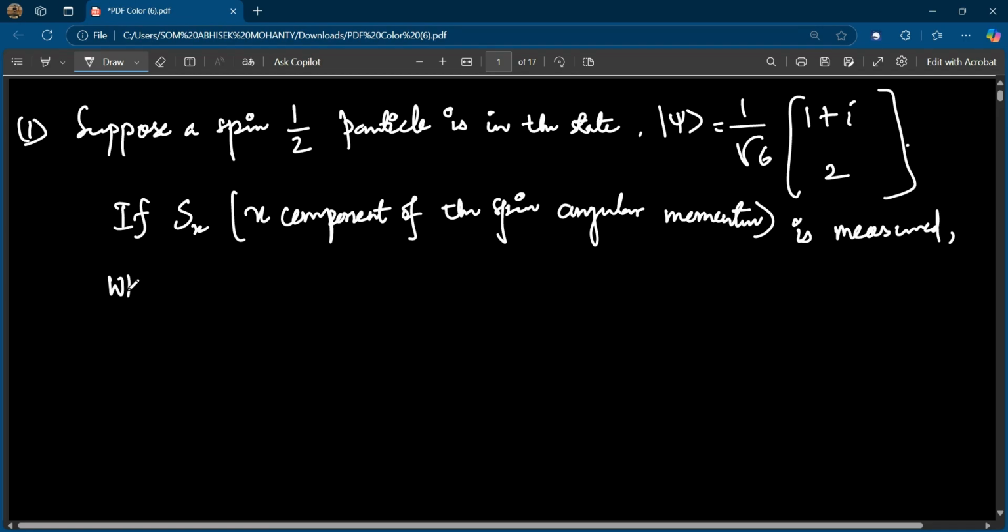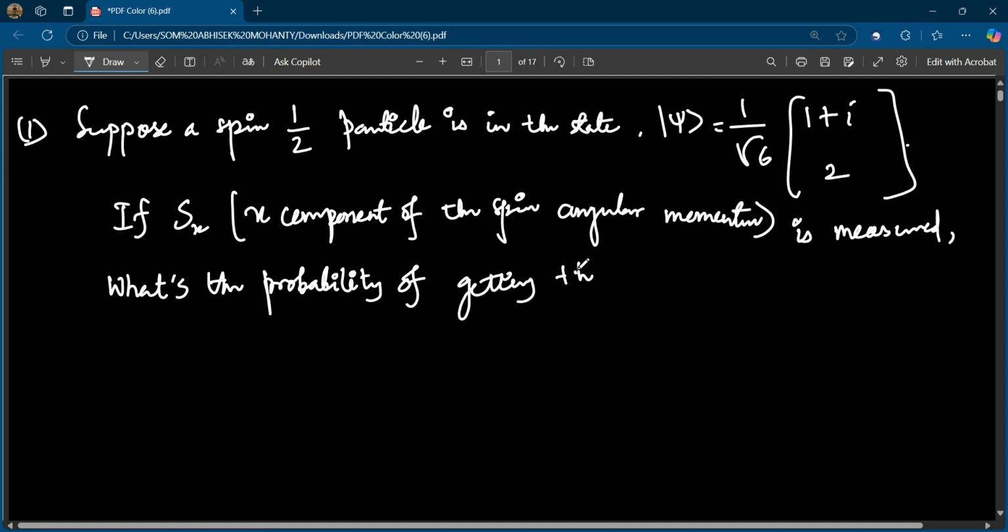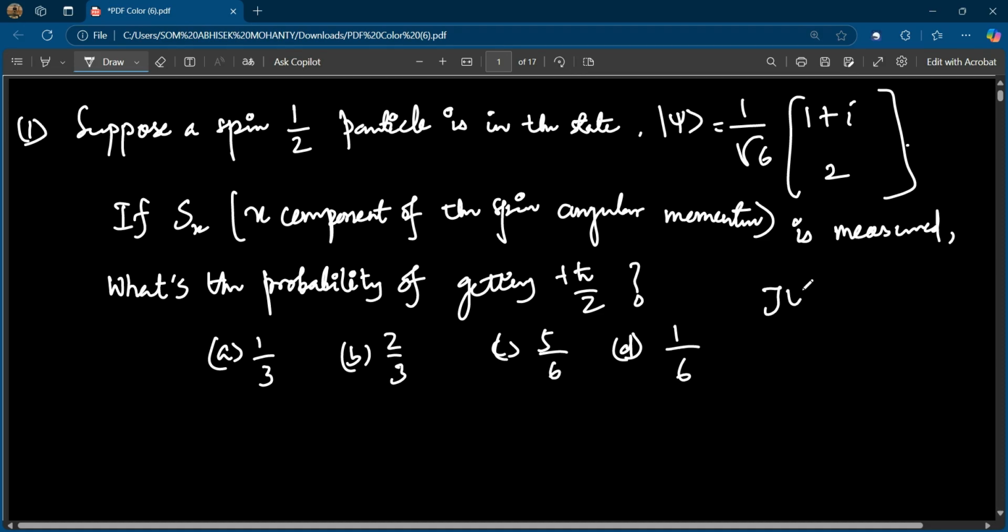What is the probability of getting plus h cut by 2? Okay, so the options are 1 by 3, 2 by 3, 5 by 6, and option D is 1 by 6. This question came in just 2014. Okay, so try.